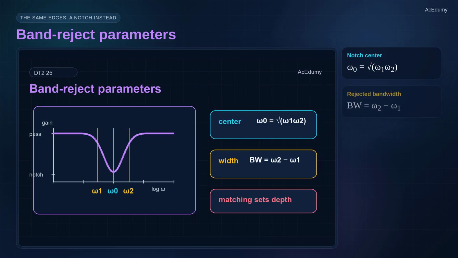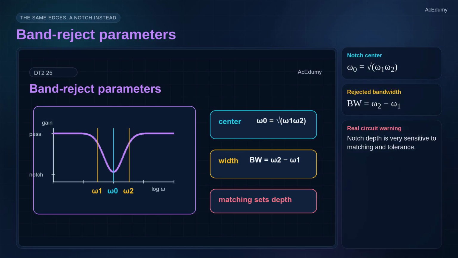The same edge frequency language still works for band reject filters. Omega-1 and omega-2 mark the two sides of the rejected band. The center frequency sits between them, and the bandwidth tells us how wide the notch is. In a real circuit, notch depth depends strongly on matching and component tolerance.